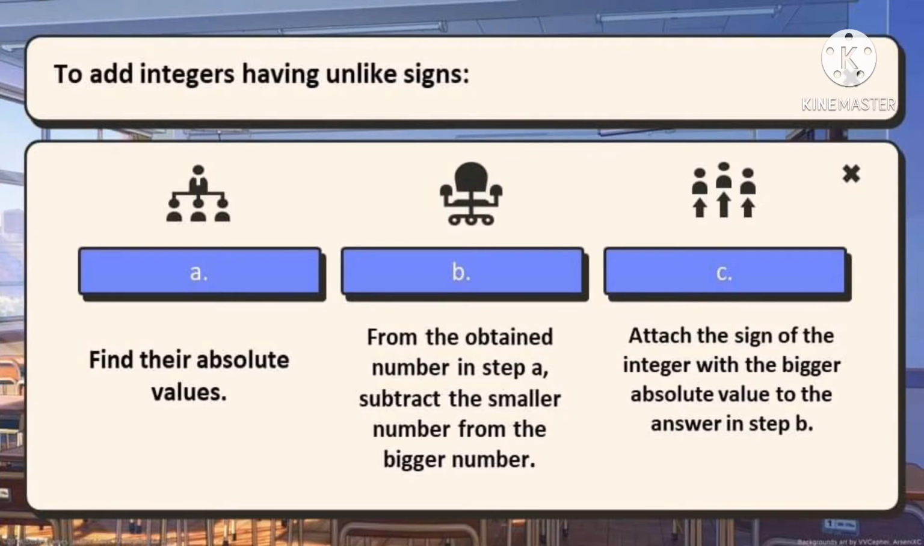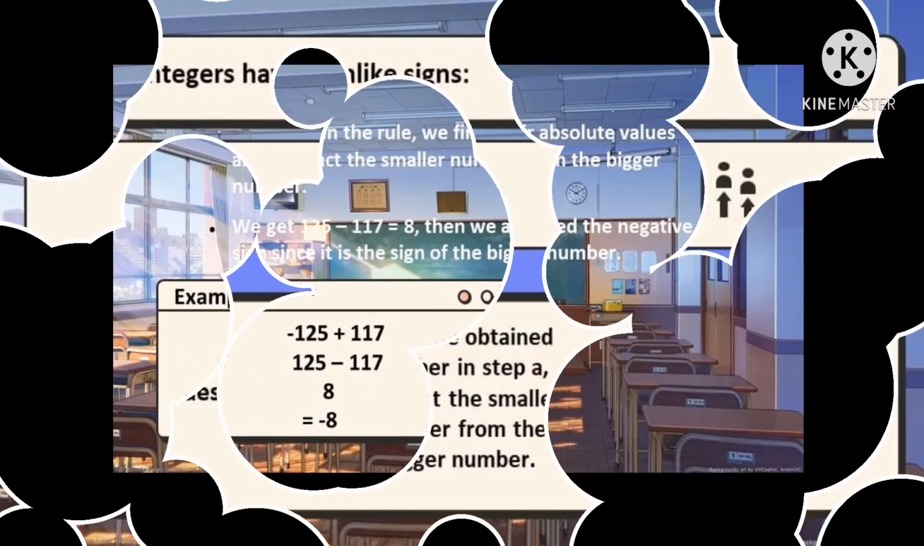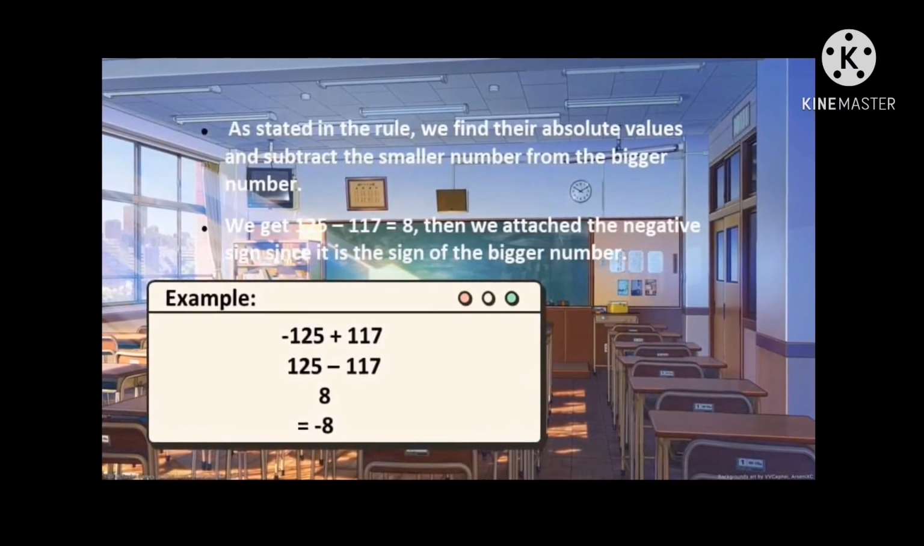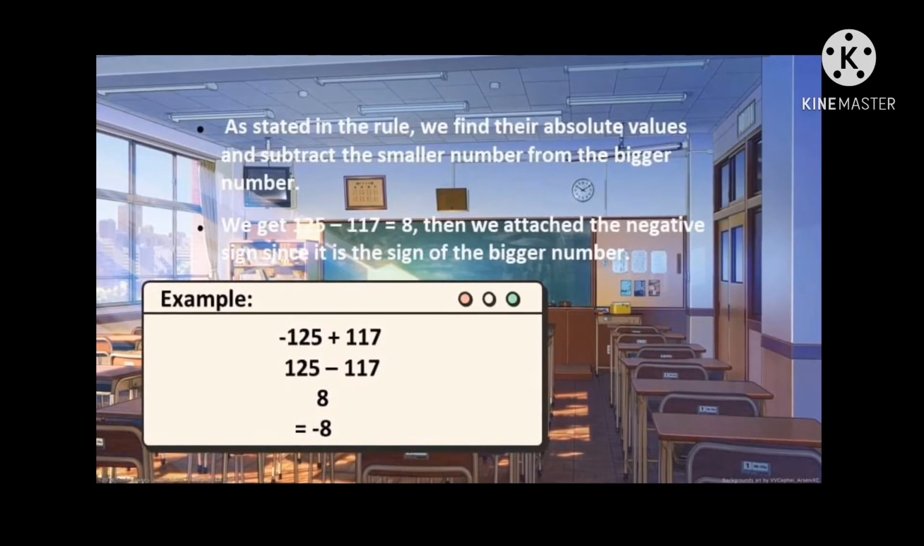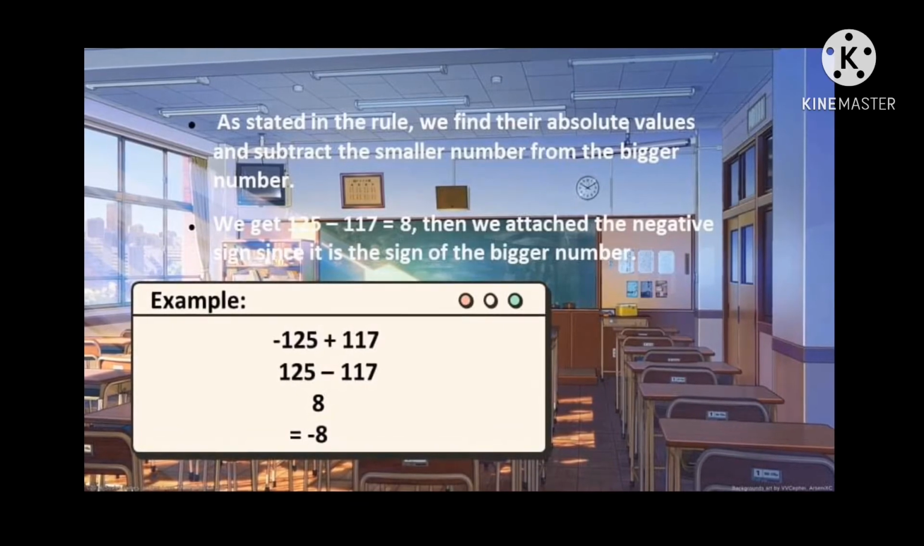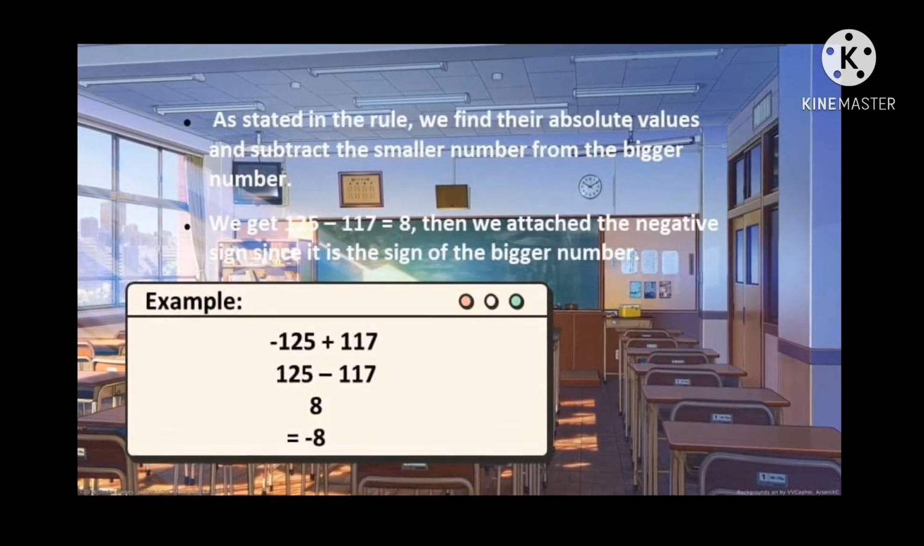To add integers having unlike signs, first, find their absolute values. Next, from the obtained numbers in step 1, subtract the smaller number from the bigger number. Then, attach the sign of the integer with the bigger absolute value to the answer. Example, negative 125 plus positive 117. 125 minus 117, the answer is 8, and write the negative 8.